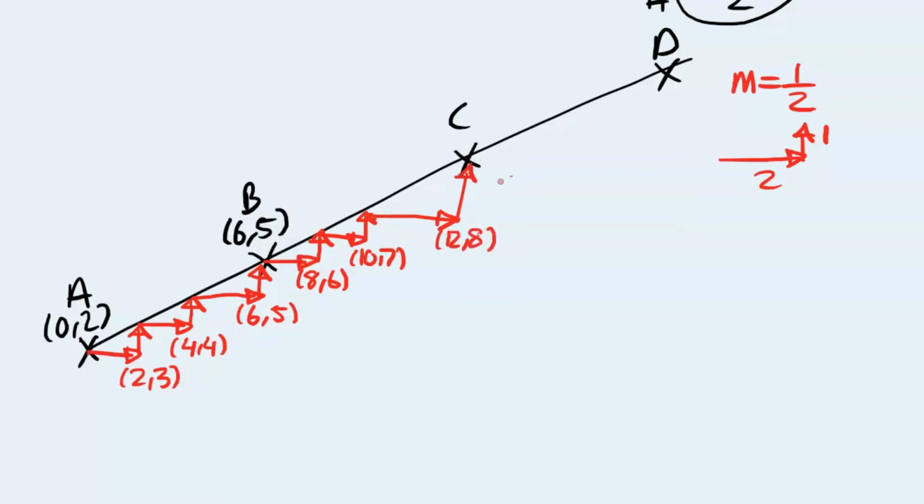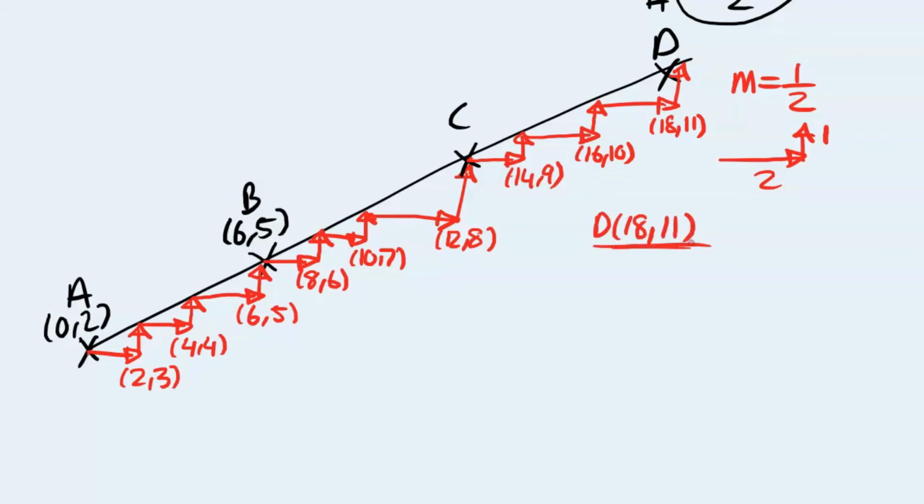Okay, so let's keep going. We have across 2 plus 1, so this one will be 14, 9. And then go across 2 plus 1, and this coordinate will be 16 and 10. And then the last step will be across 2 plus 1. So 16 plus 2 is 18, and then 10 plus 1 is 11. Okay, so this is the final answer for coordinate of D is 18, 11.